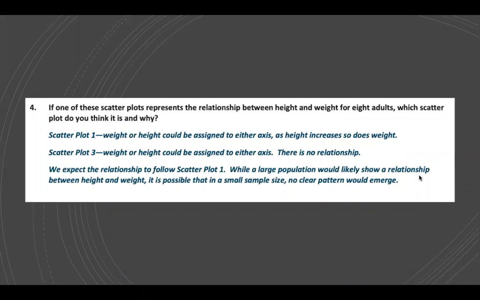While a large population would likely show a relationship between height and weight, it is possible in a small sample that no clear pattern would emerge. So again, I would say that scatterplot 1 is the one that makes the most sense. But if you can explain why, you can go with either of the other ones.